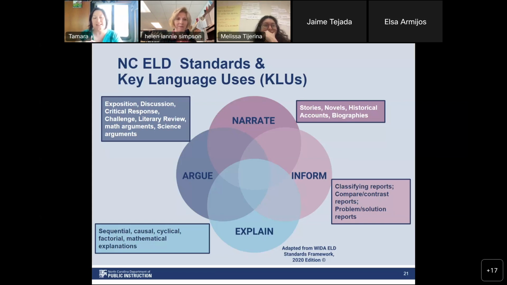But what I would say is that these 4 key language uses are the biggest thing that have unlocked all of this for me as a teacher, as an educator, and as someone who's trying to really get into and understand these standards. And Lanny is saying the same thing. These 4 key language uses form the foundation of all of the resources available through WIDA and through North Carolina Department of Public Instruction, what we've provided to teachers to support them in that work.